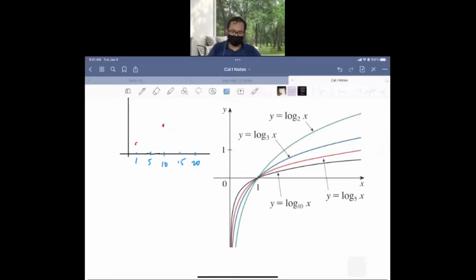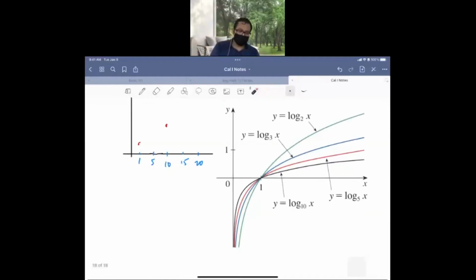Okay, what's the most obvious thing that you can find from the graph? From this graph, we have log with base 3, log with base 2, log with base 10, log with base 5. What's the most obvious thing from this picture? Yeah, they are all crossing x equals 1, right? They cross the same point here. Which means every time they are at x equals 1, they are at 0.